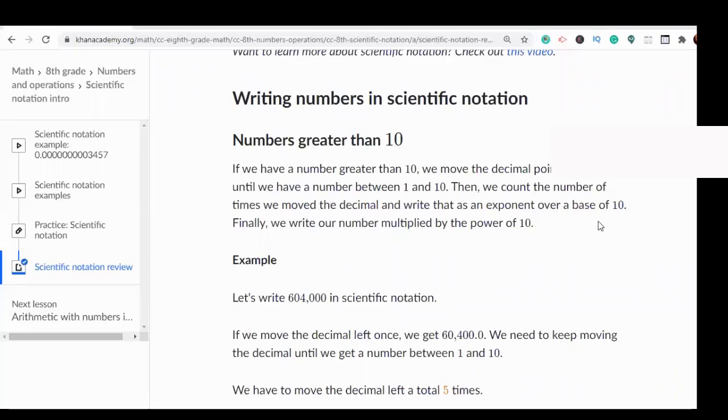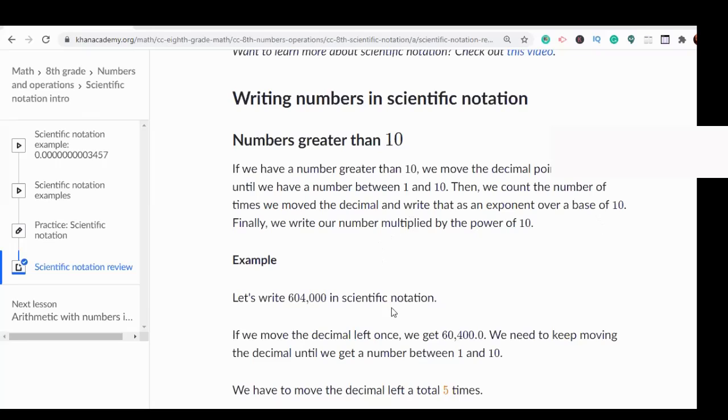Now that we know what scientific notation is, let's talk about how we can write numbers in this way. Let's first talk about numbers greater than 10. If we have a number greater than 10, we can move the decimal point to the left to make the number be between 1 and 10 like we need it to be. Then all we need to do is count the number of times we would need to move the decimal and write that as an exponent over a base of 10. And then finally, we write our number multiplied by the power of 10. I know that written out and hearing it, that might not make a lot of sense, but we're going to do an example to show you exactly how that would work.